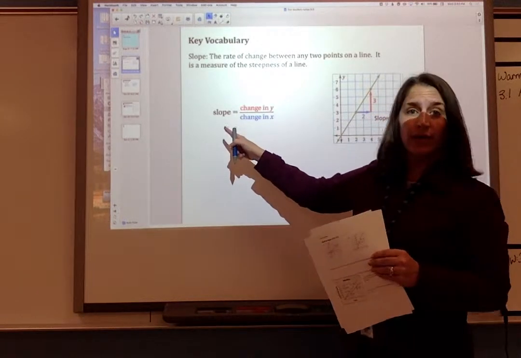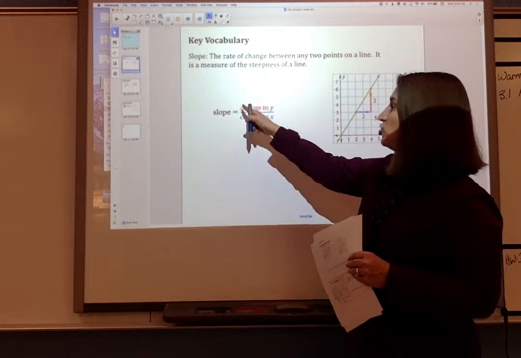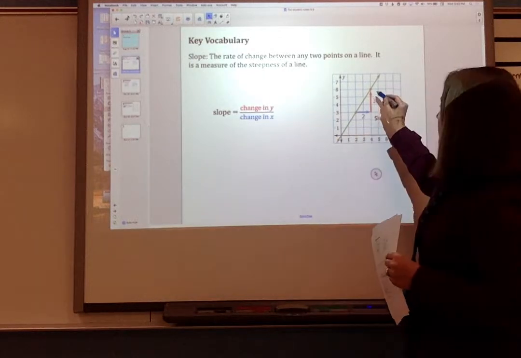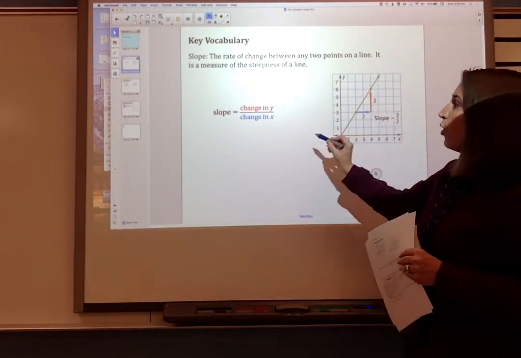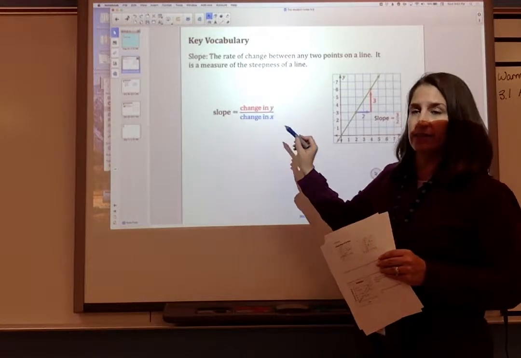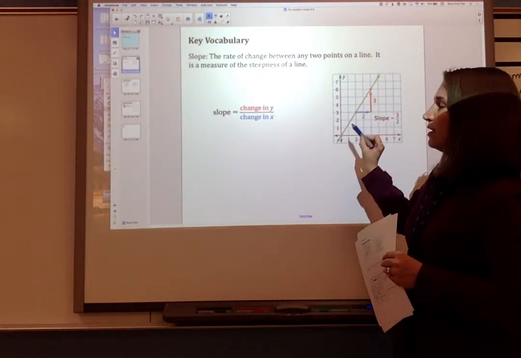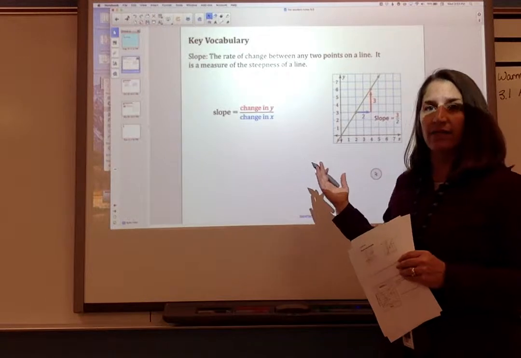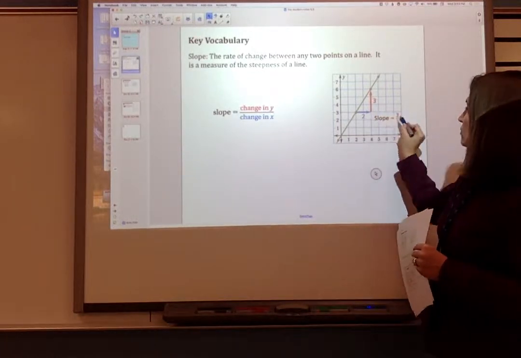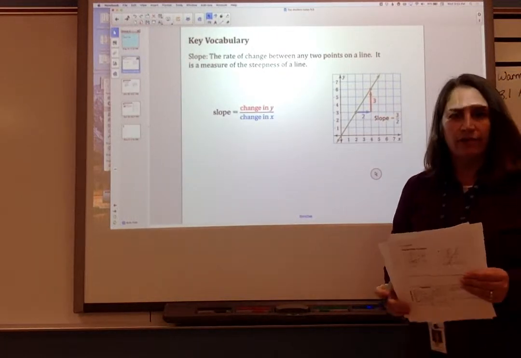We can also calculate the slope by finding the change in y, in this case 3, over the change in x, in this case 2. So for this particular graph, the slope is 3 over 2, or 1.5.